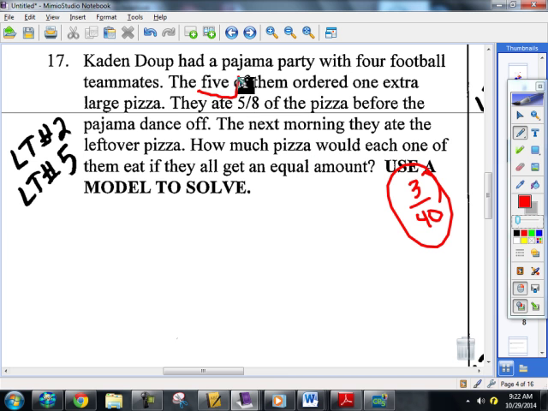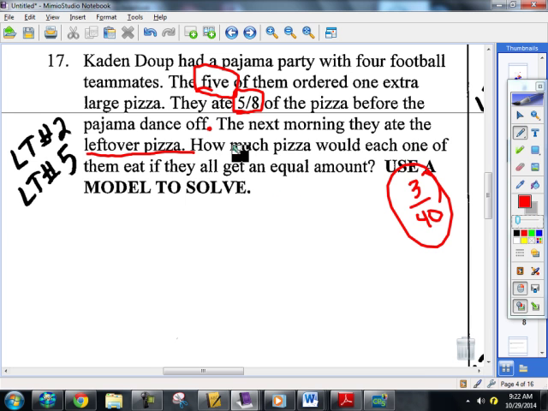The 5 of them ordered 1 extra large pizza. So we know there's 5 of them because it's Hayden and his 4 friends, right? There are 5 of them. They ate 5/8 of the pizza before the pajama dance-off. Then the next morning they ate the leftover pizza. How much pizza would each of them eat if they all got an equal amount?